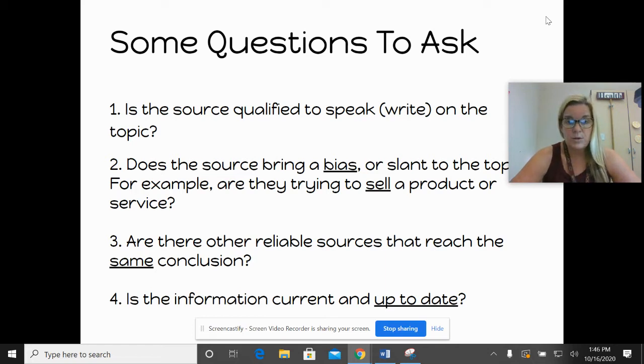Second, does the source bring a bias or slant to the topic? For example, are they trying to sell you a product or a service? Pay close attention to that.